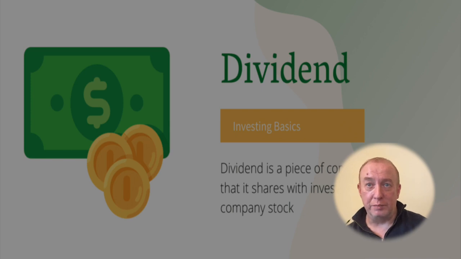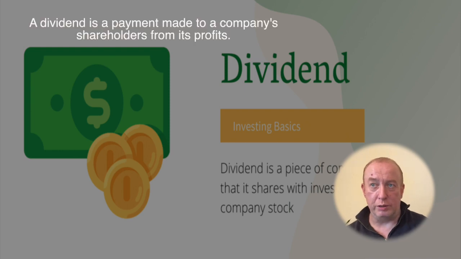Number 13, a dividend. A dividend is a payment made to a company's shareholders from its profits. Dividends are usually paid annually and approved by the company's directors.